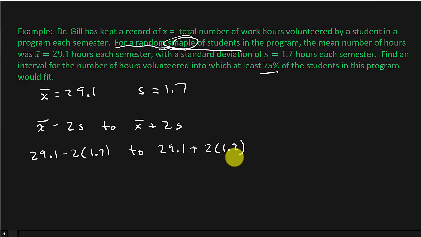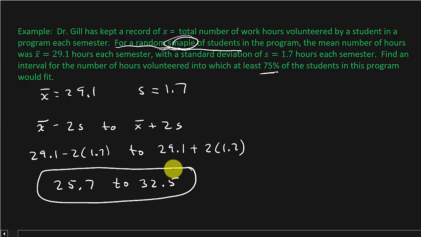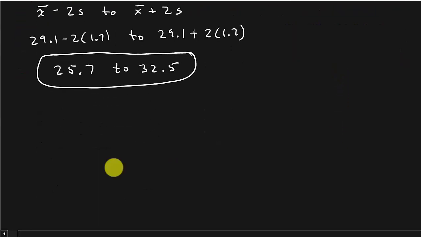So there you go. That's going to be 25.7 to 32.5. That's the interval. So at least 75% of the students would fit into the group that volunteered from 25.7 to 32.5 hours each semester. And that's the 2 standard deviations on either side of the mean. Let me just show you what that looks like.